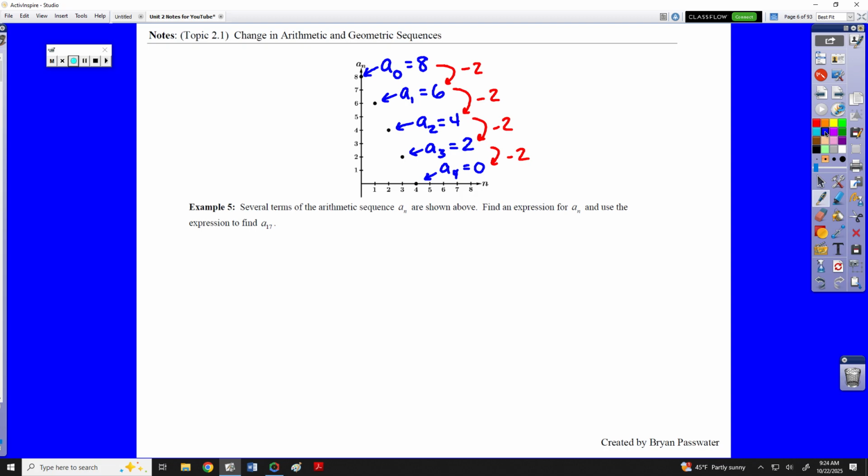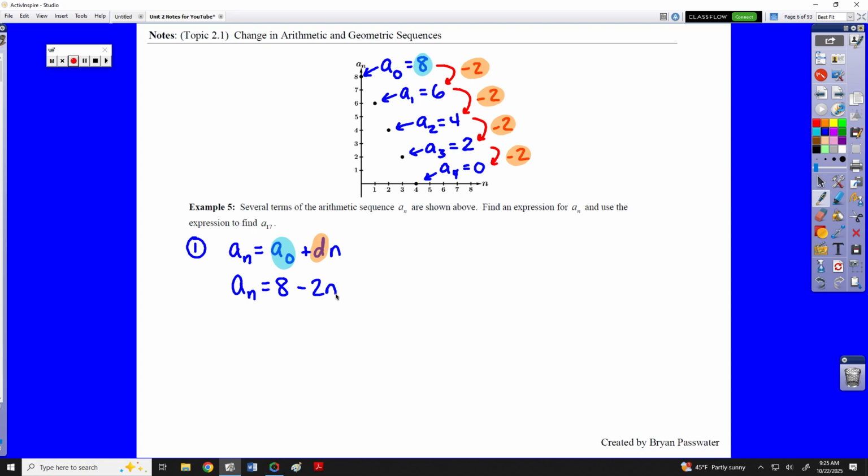So there are two different ways that we could approach this problem. The first way is by using the slope-intercept version of the equation, because we know that the common difference is -2. That number is the same every time. That's that common difference. And we know the initial value is 8. So we could write this rule as a sub n is 8 minus 2n.